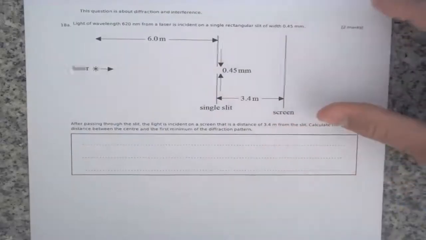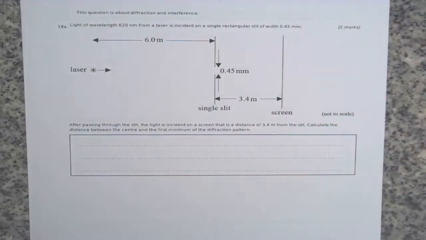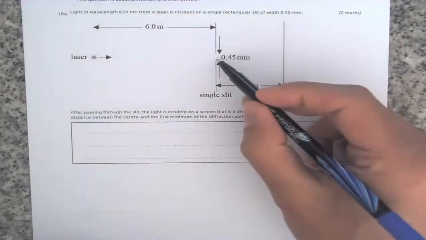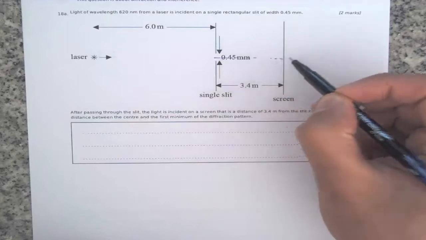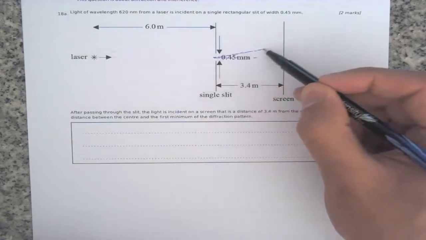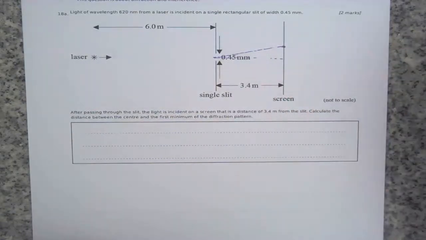The next question is about diffraction and interference. Light of wavelength 620 nanometers from a laser is incident on a single rectangular slit of width 0.45 millimeters. After passing through the slit, the light is incident on a screen that is a distance of 3.4 meters from the slit. Calculate the distance between the center and the first minimum of the diffraction pattern. As we can see, the light is going to come and be incident on the screen, and we try to find the distance of the first minimum. So somewhere here it will be your first minimum.